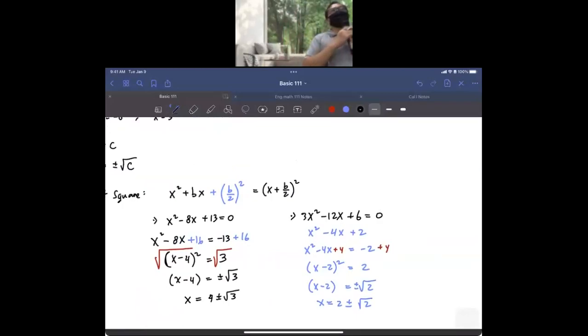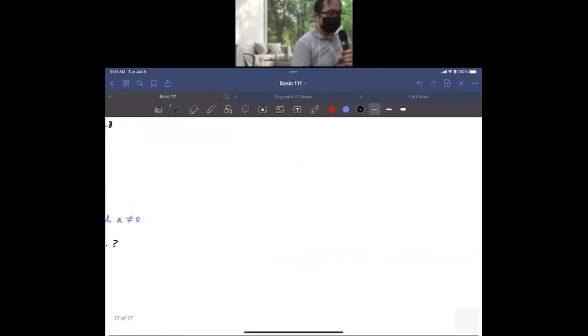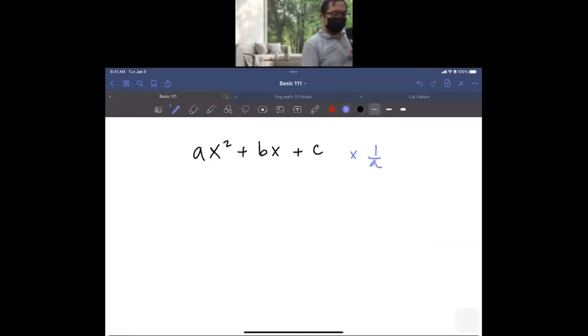Okay, let me move to the other formula that I believe you are really familiar with. Let me just write ax squared plus bx plus c. It's a standard quadratic equation. First thing, let me divide by a, or multiply with 1 over a. This will be x squared, this will be b over a x, and this will be c over a, right?